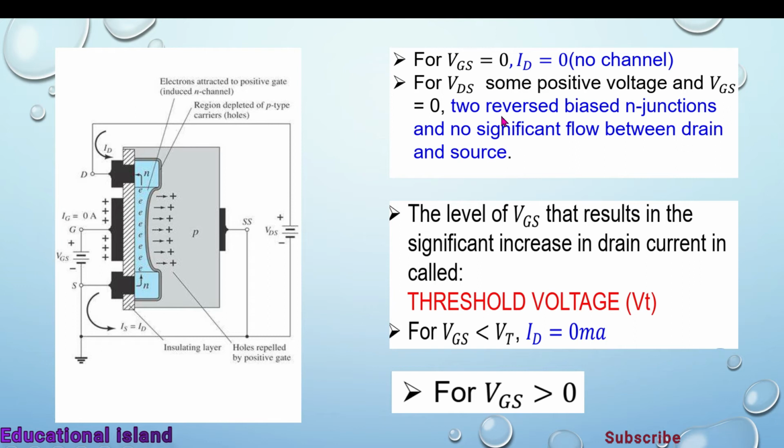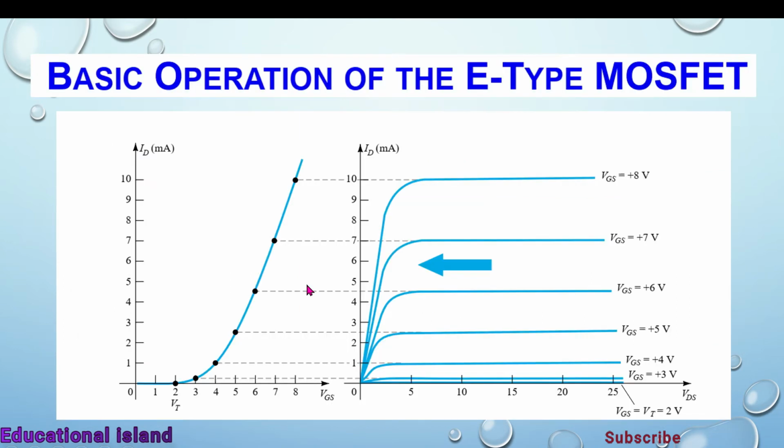And when VDS is positive, but if VGS is equal to 0, then no channel will be present. When VGS is greater than VTH, the device will start working. This is the basic operation. Here we can see that after the threshold voltage, the device will start to work. As we increase the value of VGS towards the positive region, the source to drain current increases.